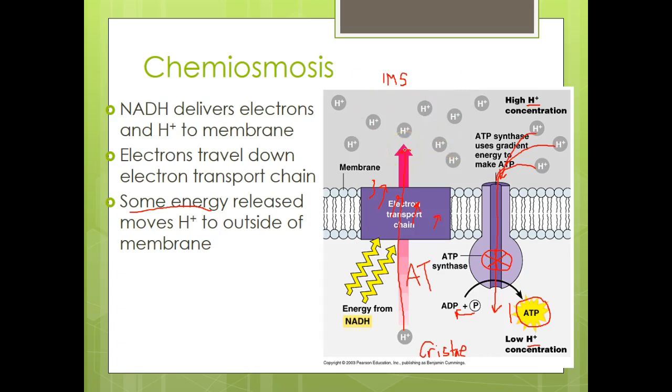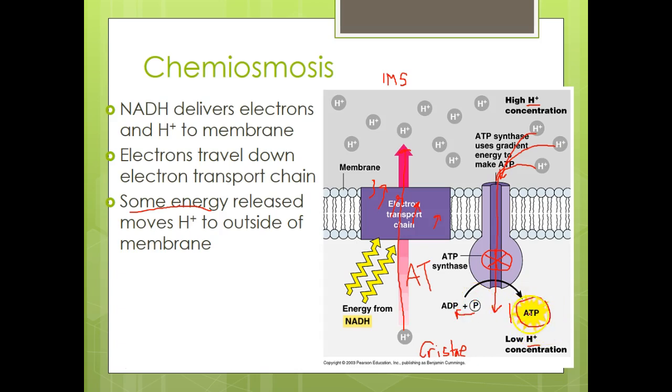Okay, so run through it one more time. H plus ions are going to move through the ATP synthase channel protein from an area of high concentration to low. That doesn't require energy. It is a passive transport process. As the H plus ions, in fact 3 of them, move through ATP synthase, there's enough energy at that point to power this turbine, which is going to add a phosphate to the ADP molecule.